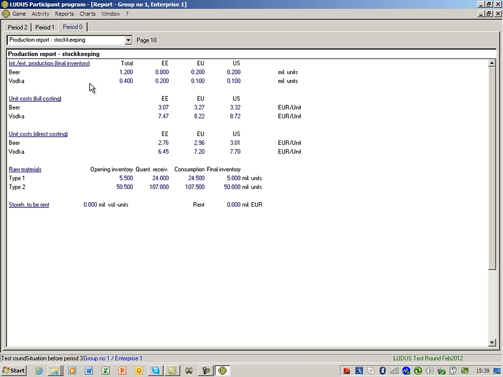Stock keeping tells you how many final products you have on the market at the end of the preceding period, and you only have to deliver the difference to the needed volume that you need for sales by taking into account the already existing figures in the final inventory. You have also full costs and direct cost figures calculated by the machine for the different products on the different markets. And you also see the inventory of the raw material and how many units you needed the last period.